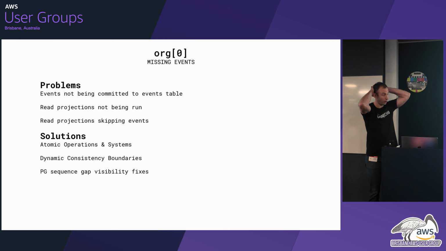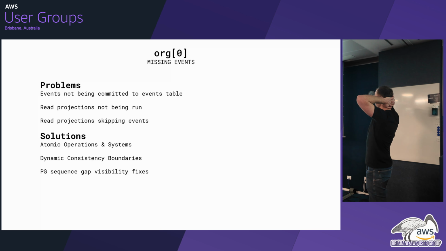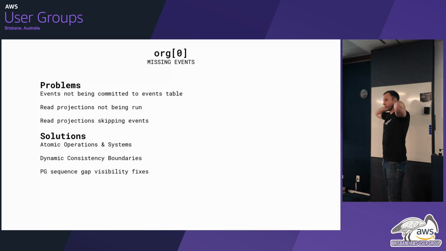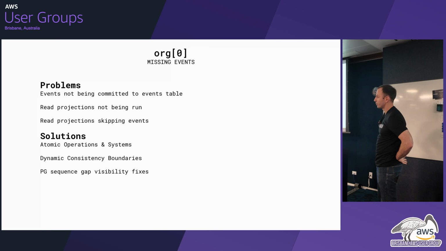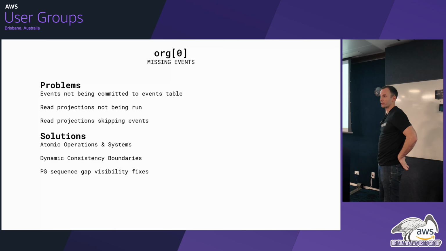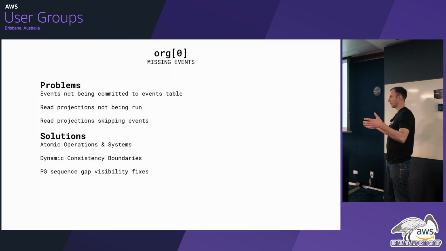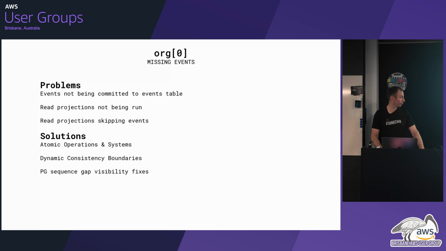Cool. So, a quick summary of company 1. They didn't have events being committed to the events table, so that was the atomicity boundary. The read projections didn't get run because SQS failed to enqueue its message. And also the read projections, because of the Postgres sequence bug, missed events. The solutions for those were making everything atomic, and also dynamic consistency boundaries, so we have commits across multiple aggregates and can't fail. And there were a few fixes floated for the Postgres sequence bug, but they didn't get to it before I rotated off.